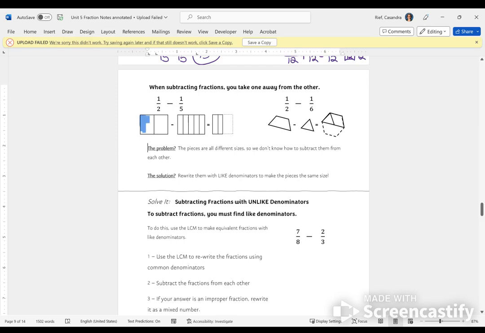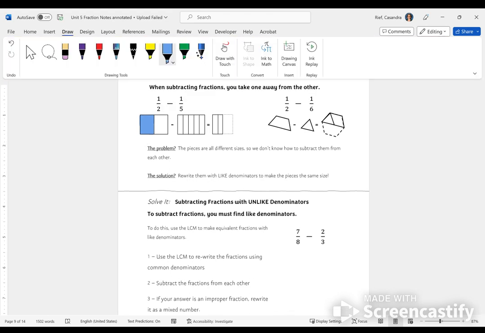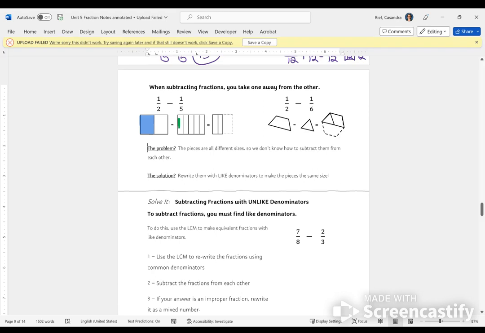So I'm going to color in 1/2. I took my whole number and I cut it into two pieces, and I'm going to color in one of them. There's my 1/2. And then I want to subtract from that 1/5. So I took my whole number here and I cut it up into 5 pieces, and I'm just going to take one of those 5 pieces. So there's my 1/2 minus 1/5.